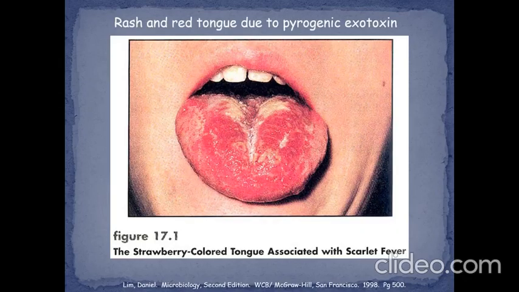I know color can somewhat get washed out in these images, but this is a bright red tongue. So this would be that strawberry colored tongue that we attribute with that pyrogenic exotoxin.